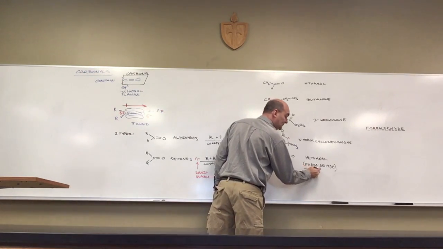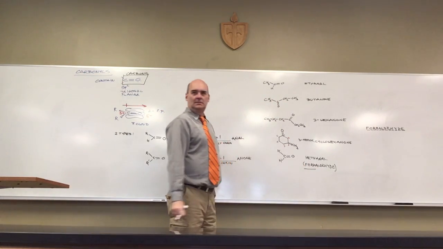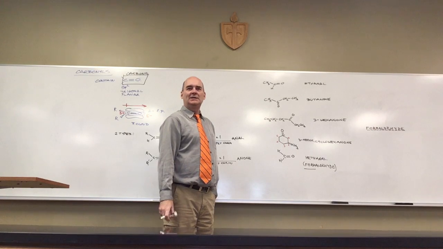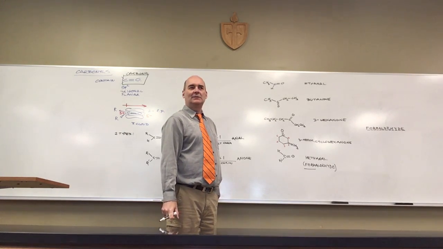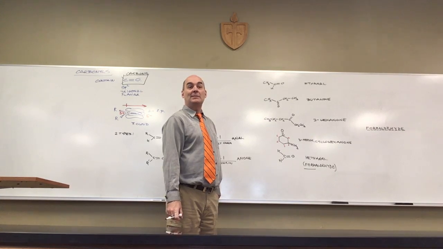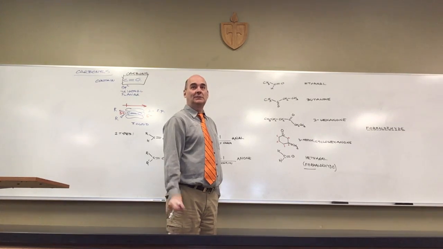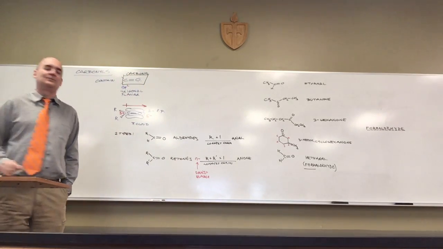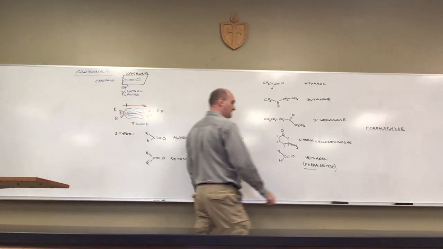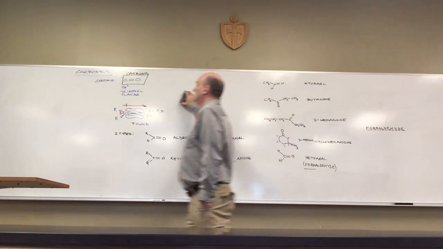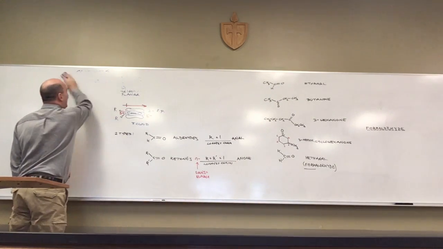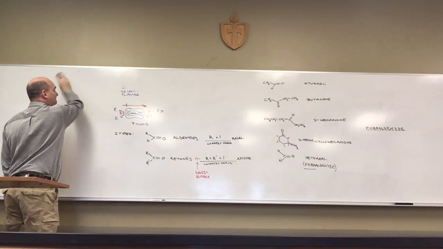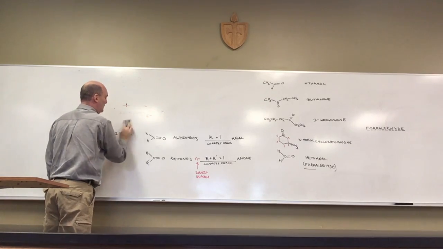Form is from the Latin for ant, formica. Because ant bites are formic acid, which only has 1 carbon. And this is the aldehyde of that acid. All right, let's look at some reactions.